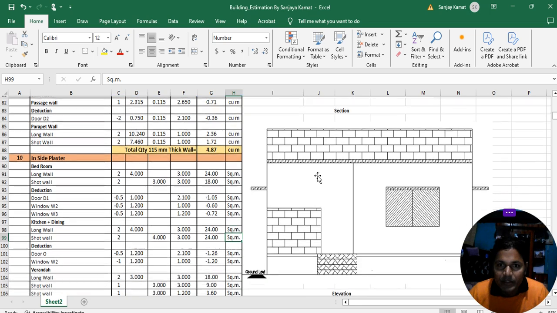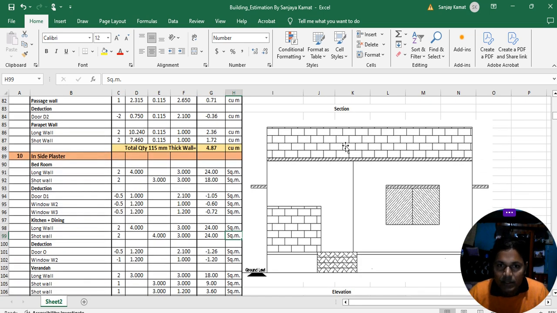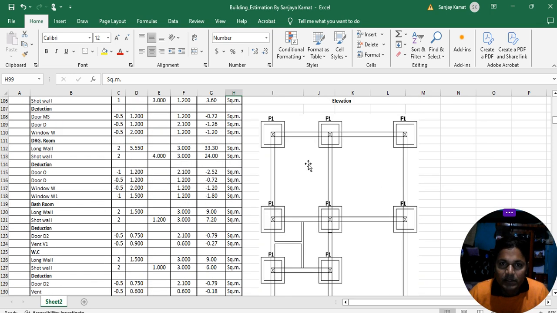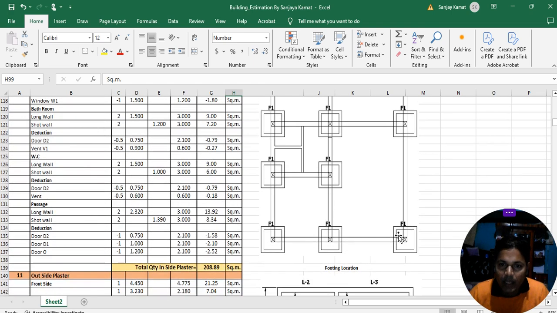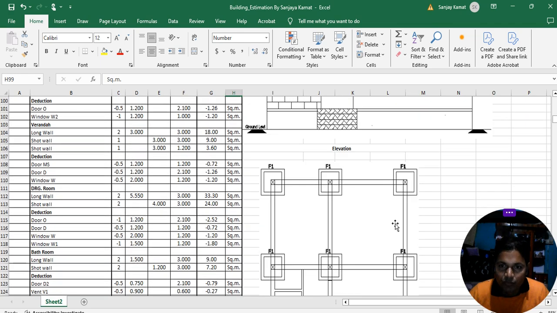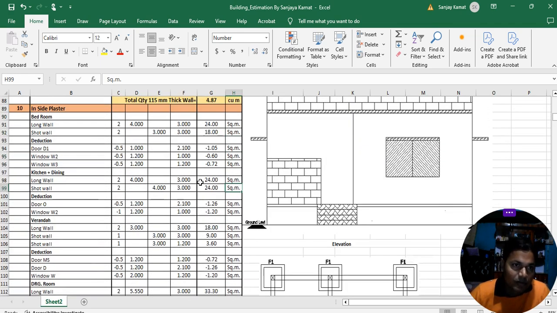as you can see here in the elevation, these are all bricks. This is a window, and this is also bricks. This is the brick portion, and this is ground level. This is chhajja, and this side is also chhajja. And you are seeing footing 1, footing 2, 1 2 3 4 5 6 7 8 9 10 11. Altogether, how many footings do we have to construct? 11.